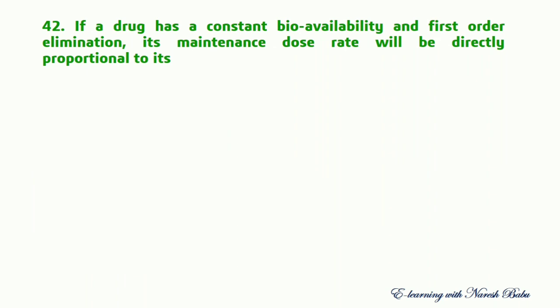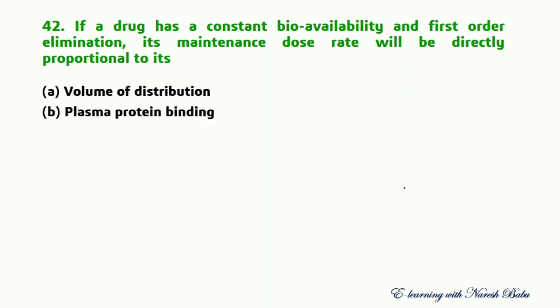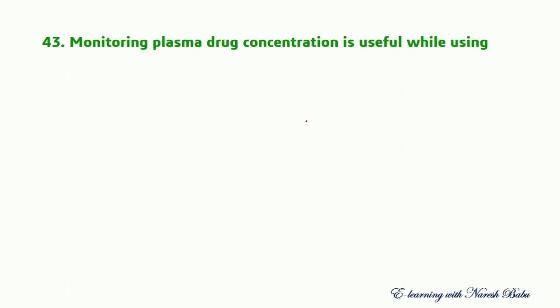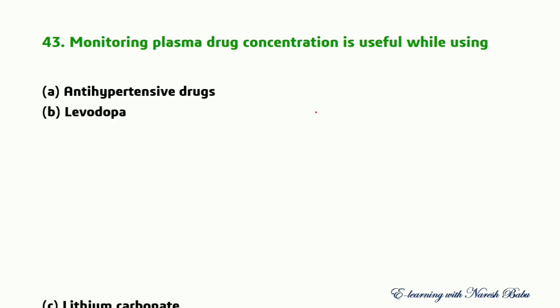And if a drug has a constant bioavailability and first order elimination, its maintenance dose rate will be directly proportional to its: volume of distribution, plasma protein binding, lipid solubility, or total body clearance. So it is total body clearance. If the drug has a constant bioavailability and first order elimination, its maintenance dose rate will be directly proportional to total body clearance.